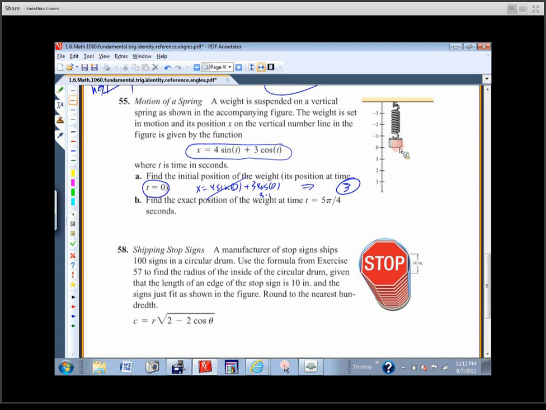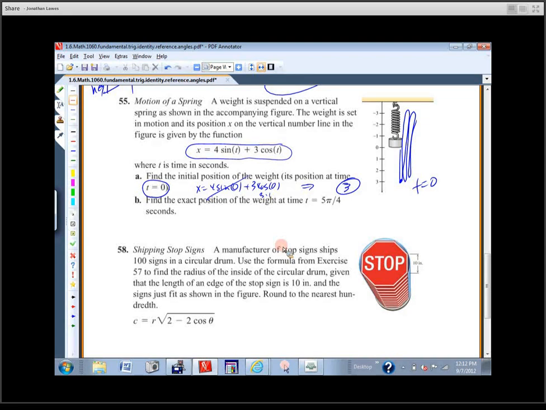What did they do with it? Did they push it up, pull it down? They pulled it down to 3, right? So they pull it down here. They start the stopwatch right when they let it go. So it's going to go up and then come back down and go up and come back down, just like that. Okay? And then it says find the exact position of the weight at t equals 5 pi fourths.